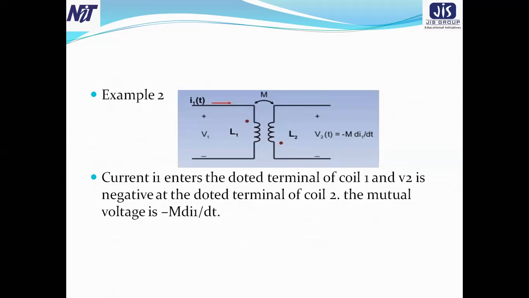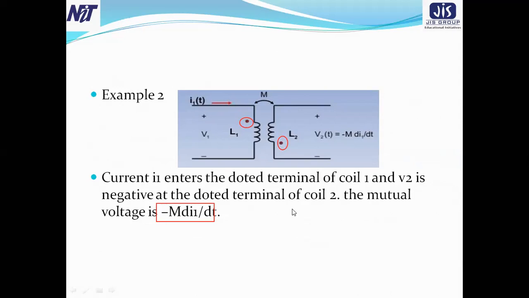Look once again. Current I1 enters the dotted terminal of coil 1 and V2 is negative at the dotted terminal of coil 2. Current I1 enters the dotted terminal, and V2 is negative at the dotted terminal of coil 2, so the mutual voltage is minus M di1/dt. I think it is clear to all of you now.